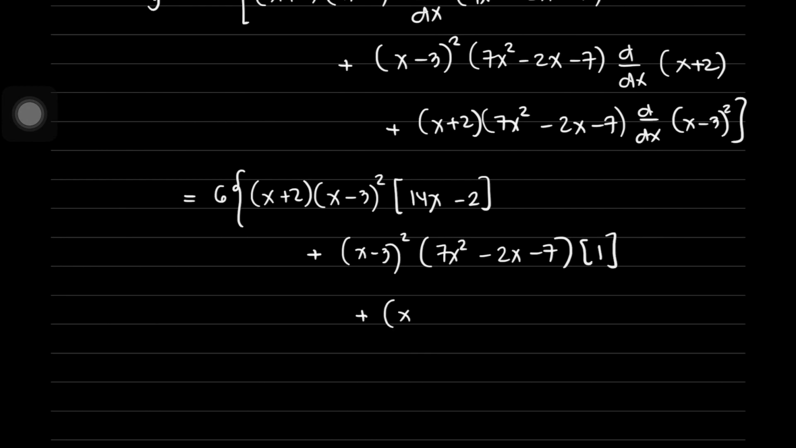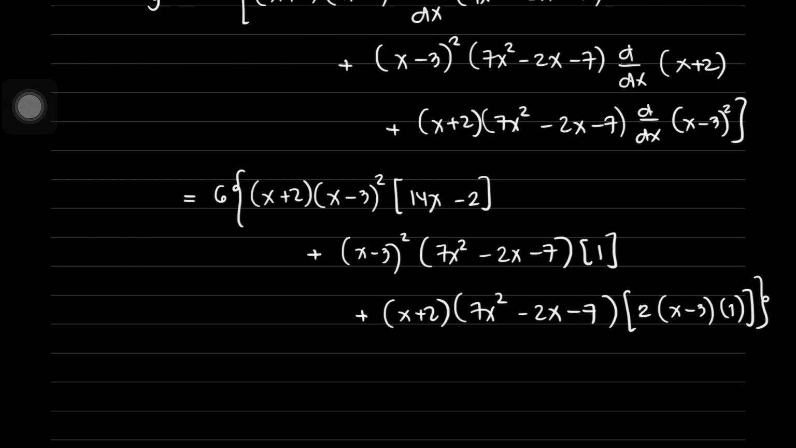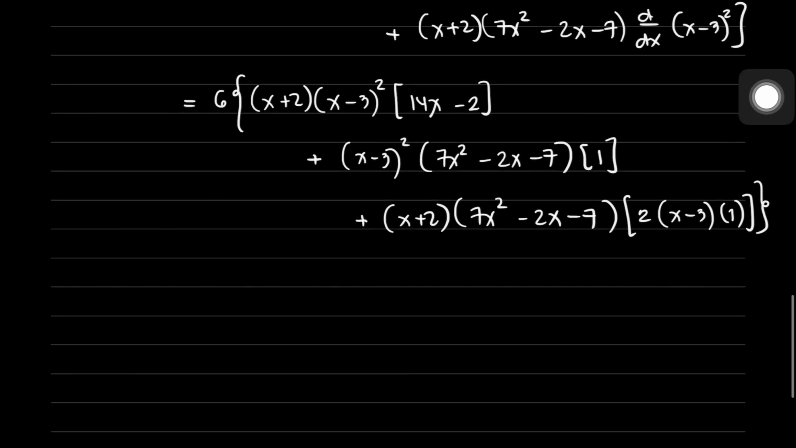Plus, we have x plus 2 multiplied by 7x squared minus 2x minus 7 multiplied by the derivative of x minus 3 raised to 2, so that is 2 times x minus 3 multiplied by 1. Alright, because this is u raised to n. So we are done with the differentiation. Now, we're just going to simplify the resulting expression.